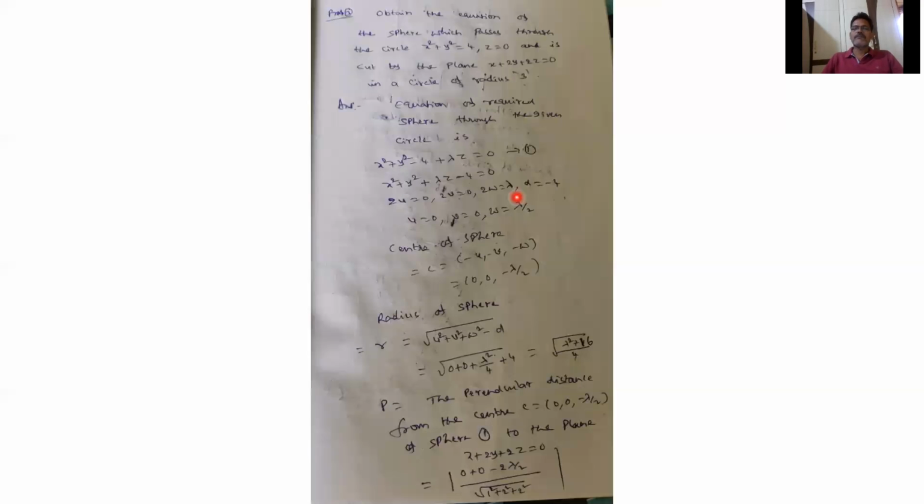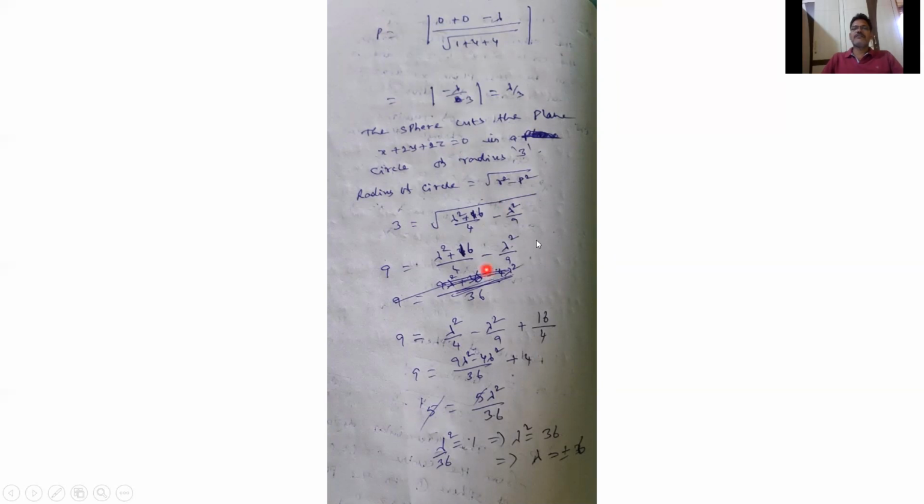So here r square is the radius of sphere squared, lambda square plus 16 by 4, and p square is lambda square by 9. So squaring both sides, 3 square is 9. So squaring, we get 9 is equal to lambda square plus 16 by 4 minus lambda square by 9.